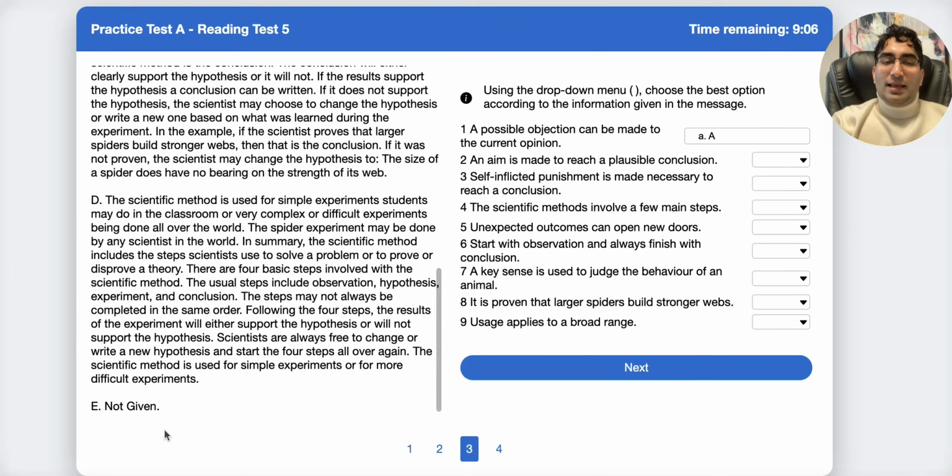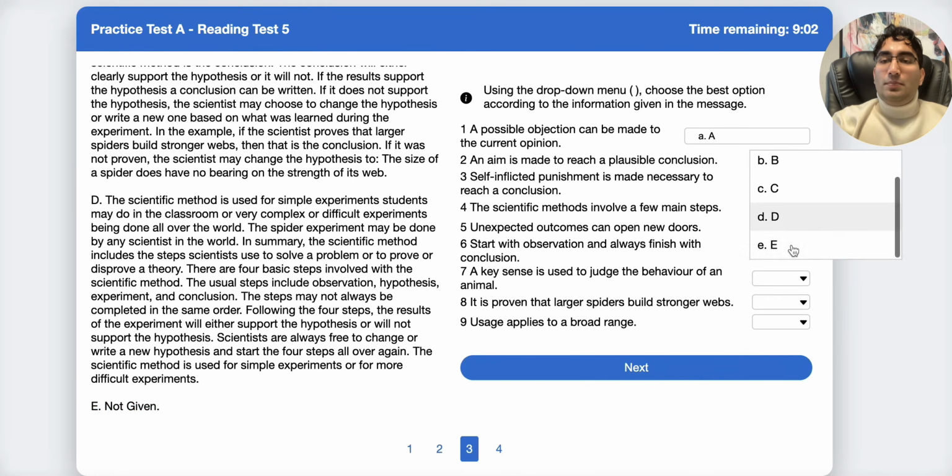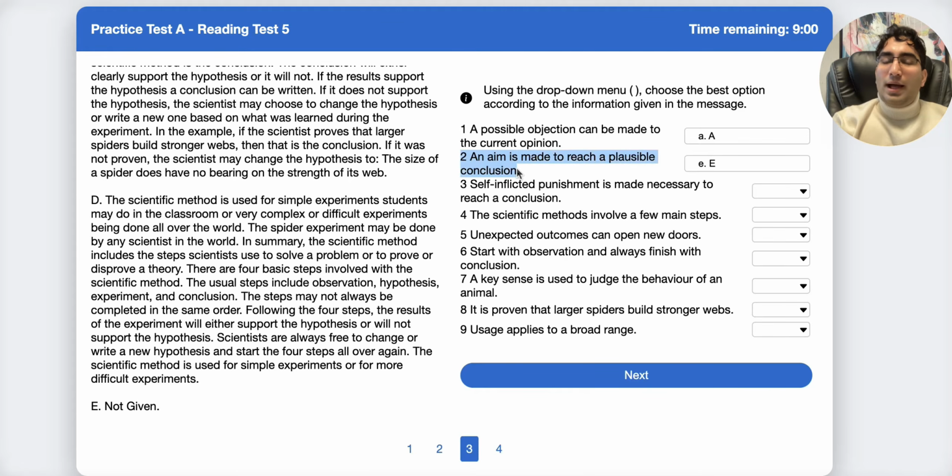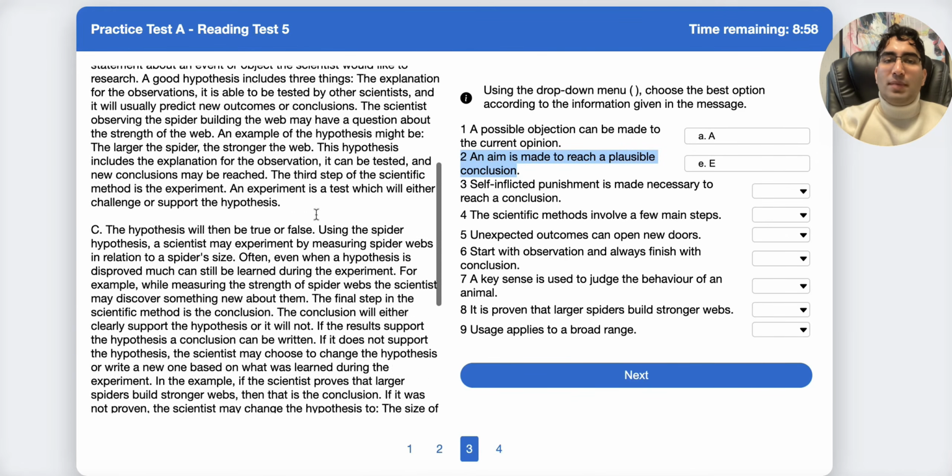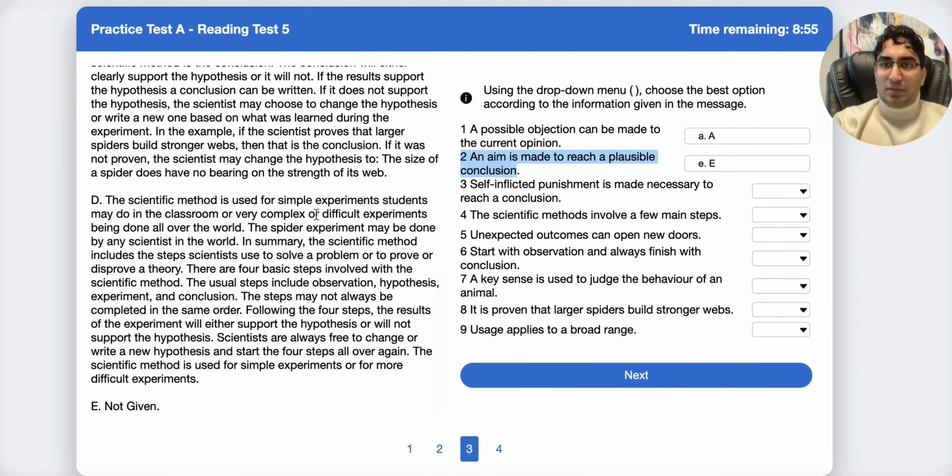Now at the end, this says E, which is not given. All you would do is simply put E next to a question that was not mentioned anywhere in the rest of the paragraphs. If it is not given, you simply put E, and that's all you have to do.